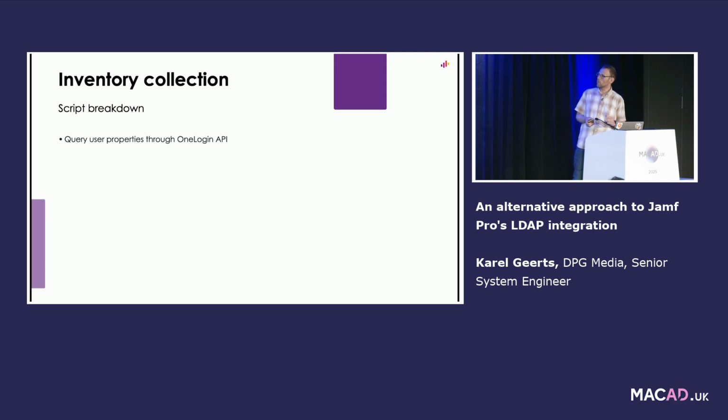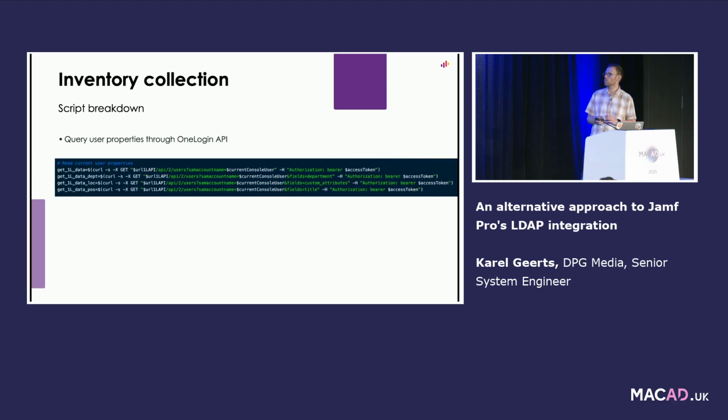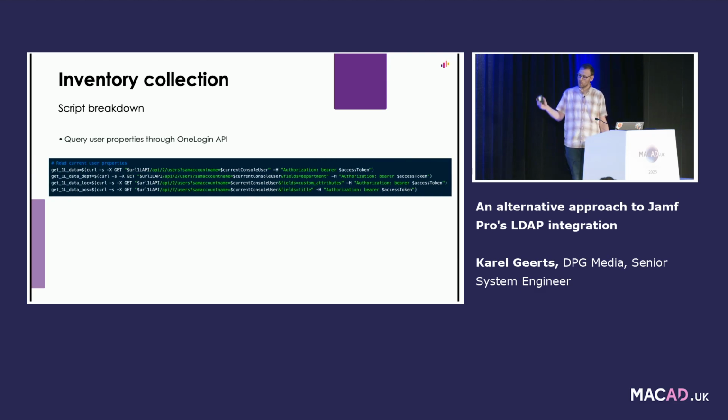So again, let's break down the script. I left out the first part about the authentication. That's not that interesting, but I will show a QR code later. You can find all the scripts and extension attribute, and later on the presentation, on my GitHub, so you can read it all there.